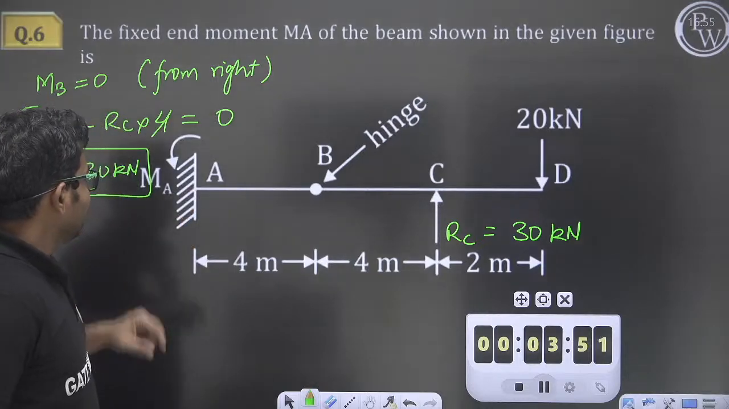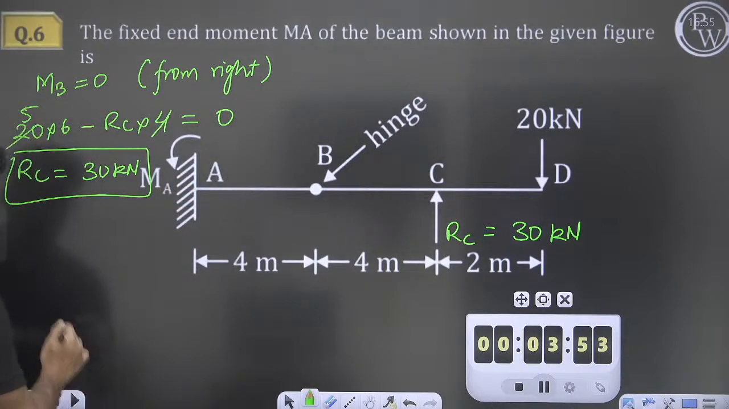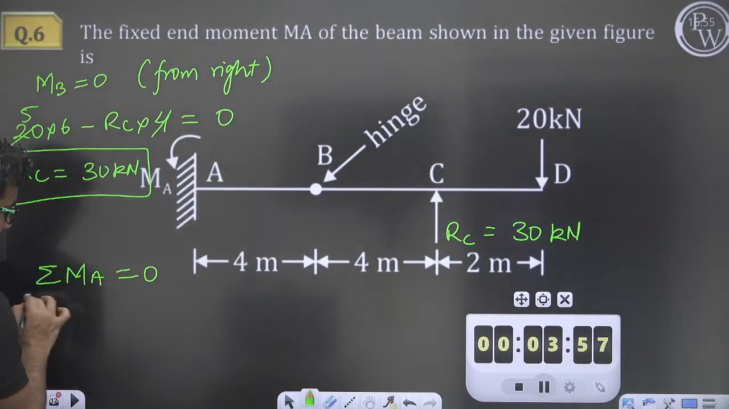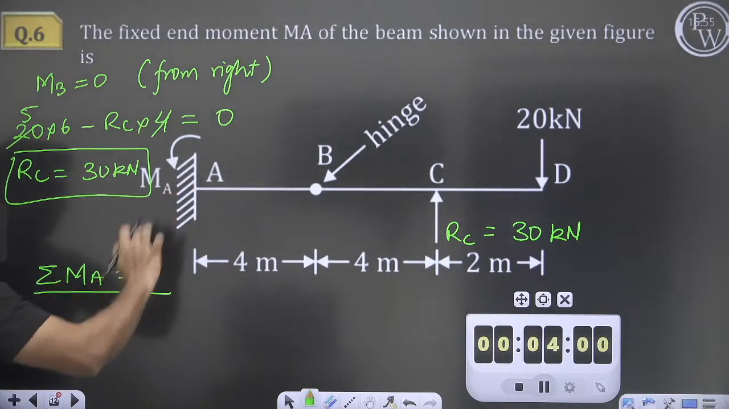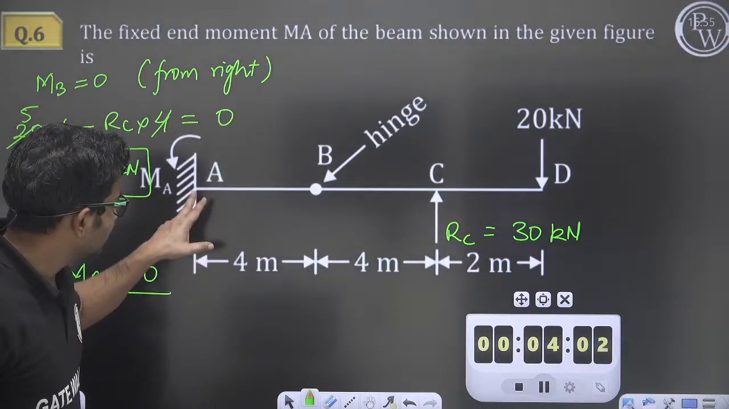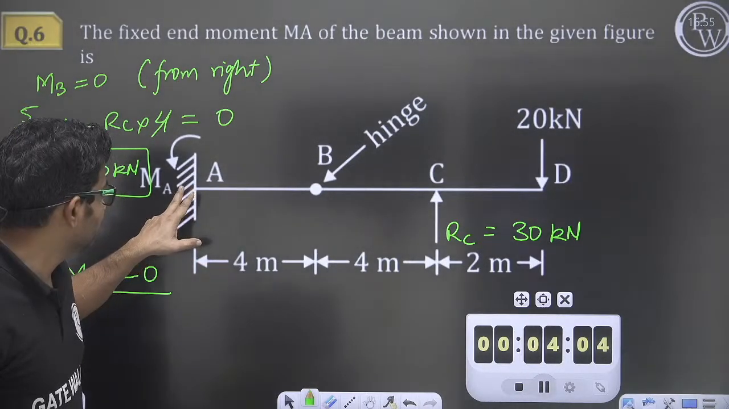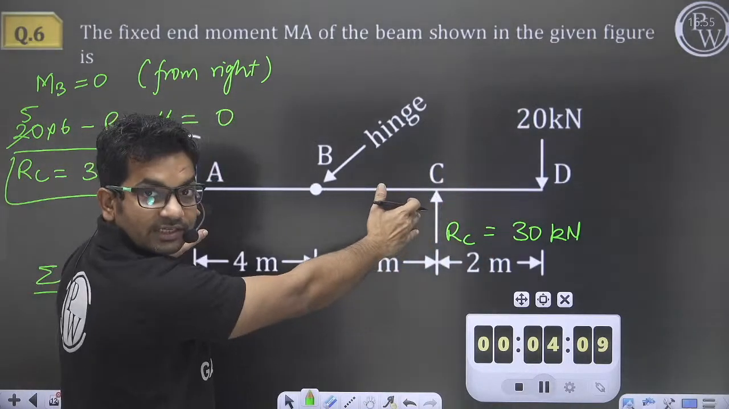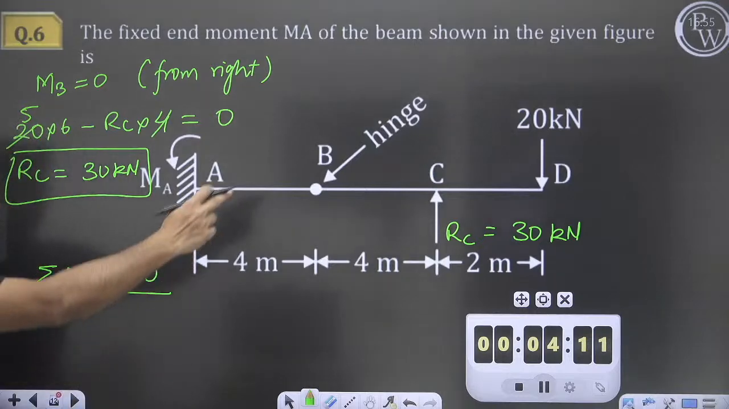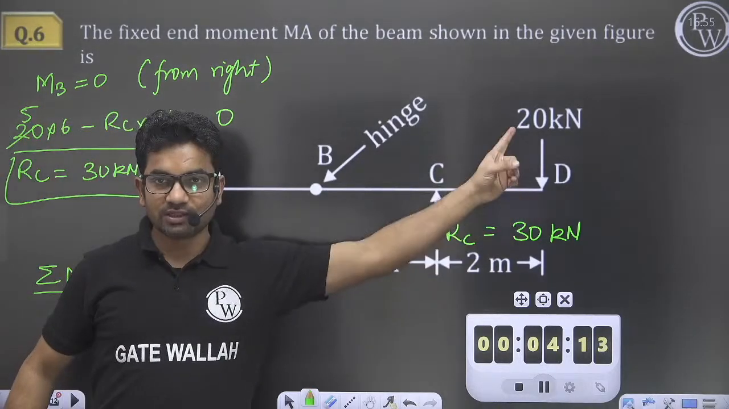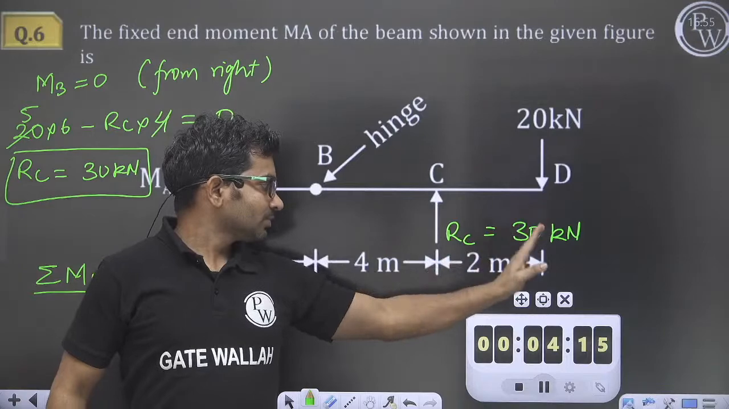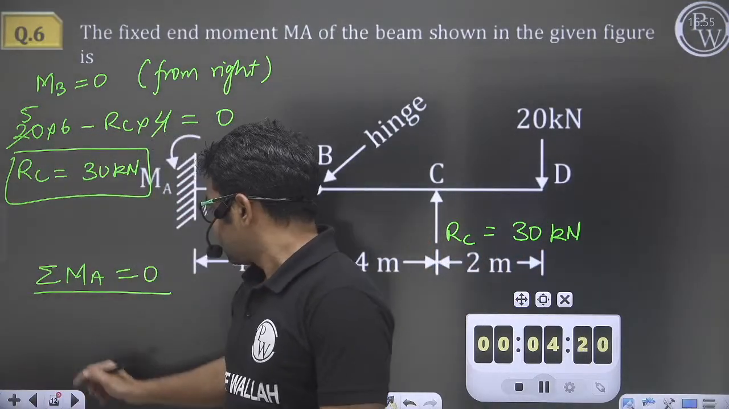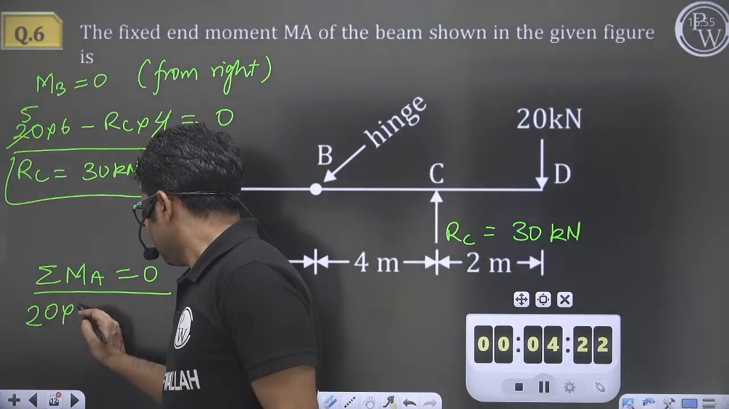Now we have to calculate the fixed end moment at A. So for fixed end moment at A, summation of all the moments about A will be equal to 0. So what are the moments about A? Moment will be because of this 20 kilonewton, because of this RC, and because of this MA. Because of this 20 kilonewton, the distance will be 2 plus 4 plus 4, that means 10. 20 into 10, so 20 into 10.